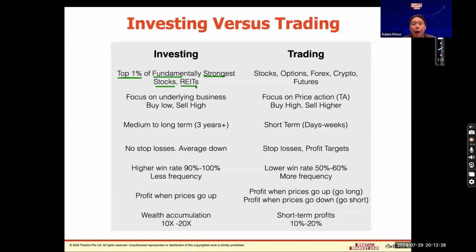Now, at the same time, how many of you realize that there are some stocks which may not have good businesses? They may not be making money, but the price could still go up. How many of you realize there are some stocks like that? The business is losing money, but the price can still go up.